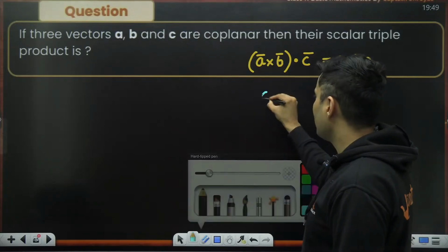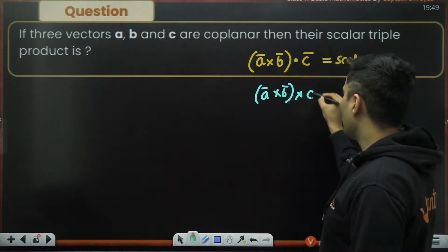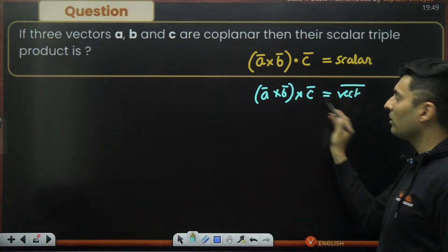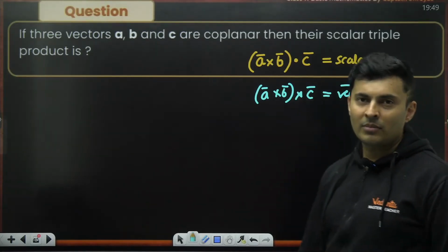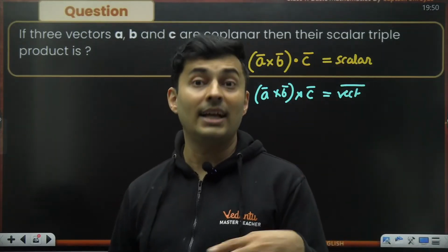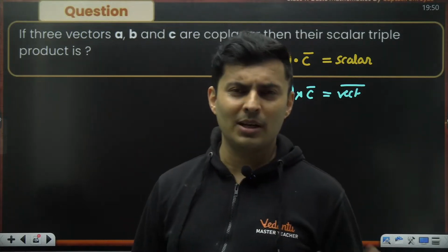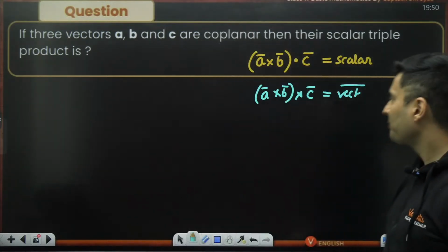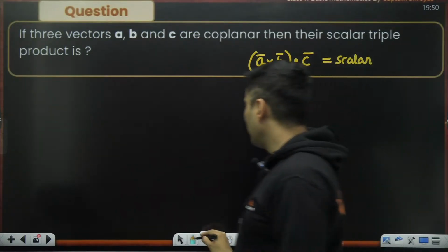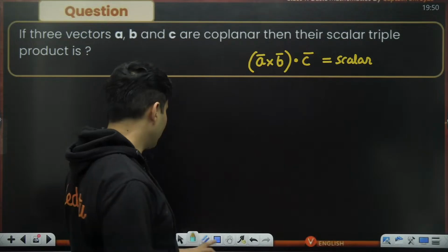Vector triple product means you take a vector with another vector, cross it, and again cross it, then the answer will be a vector. That will be called vector triple product. Obviously, when you multiply three vectors, the answer will be a scalar or a vector. If the answer is a scalar, scalar triple. If the answer is a vector, vector triple. Logic is simple. Okay, fine, sir. So this is a scalar triple product. What is the scalar triple product going to be if they are coplanar vectors?